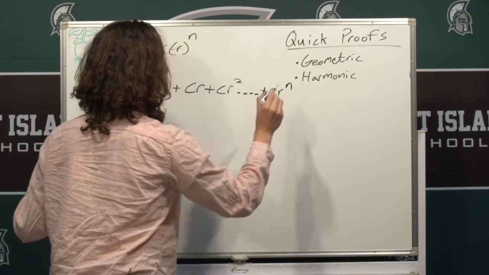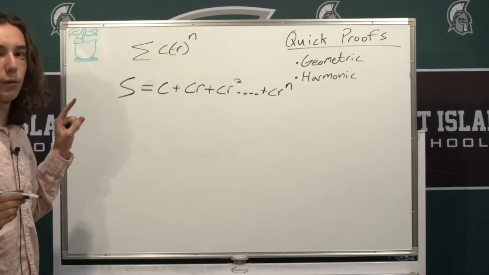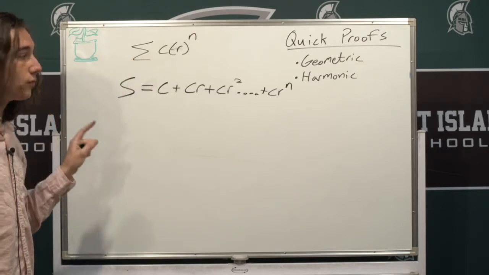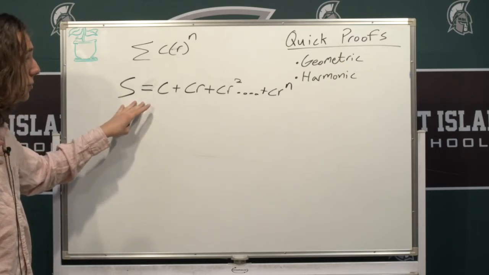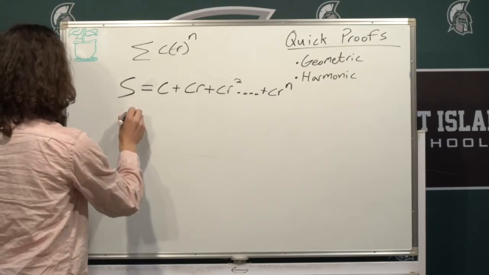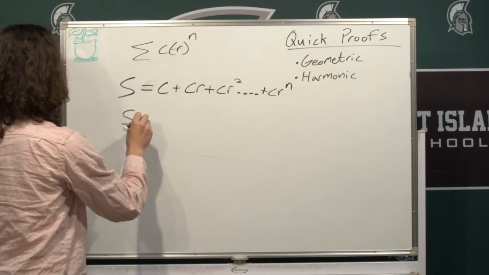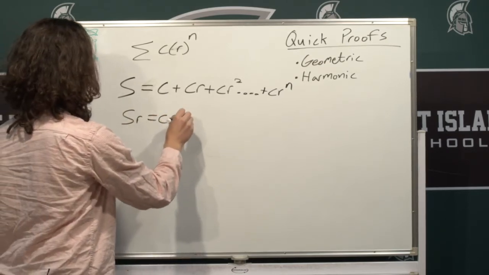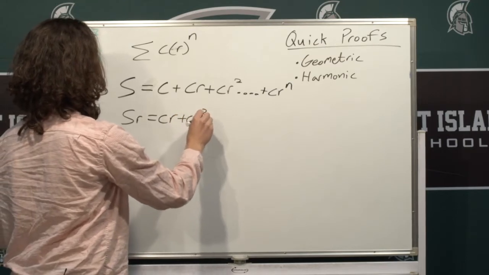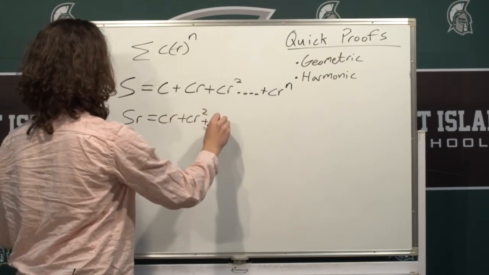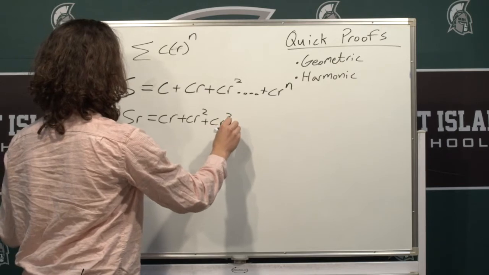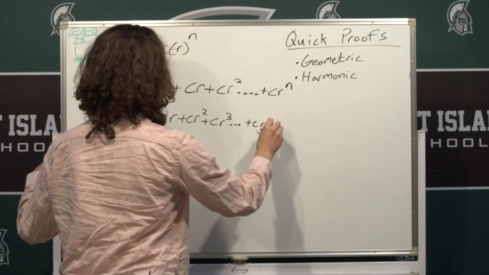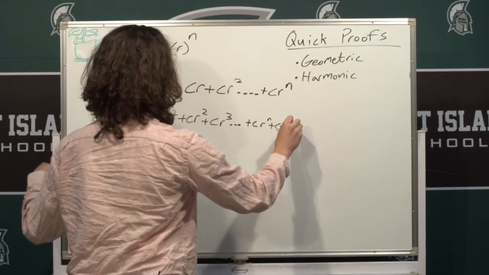plus c r to the n. Right? That's just writing out what this is. Now let's do a fun little bit of algebraic manipulation. If we multiply this whole series by r, we get s times r equals cr plus cr squared plus cr cubed, dot dot dot, plus cr to the n plus cr to the n plus 1.